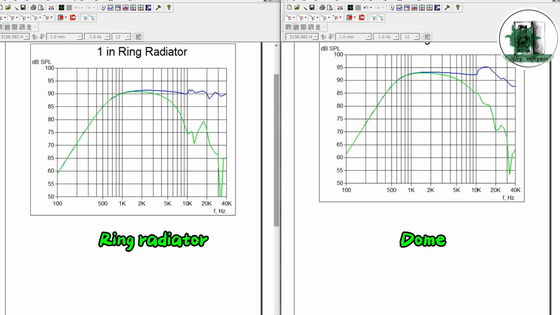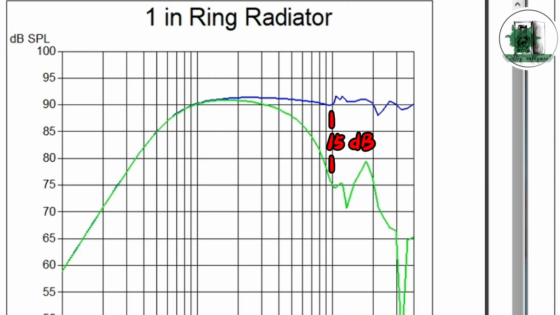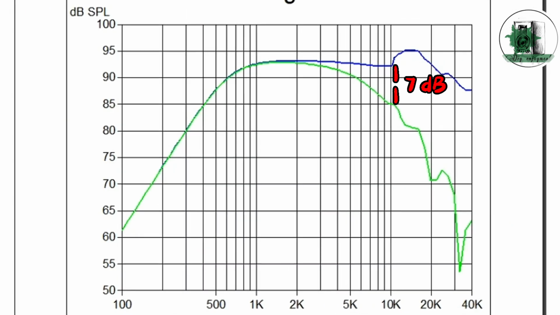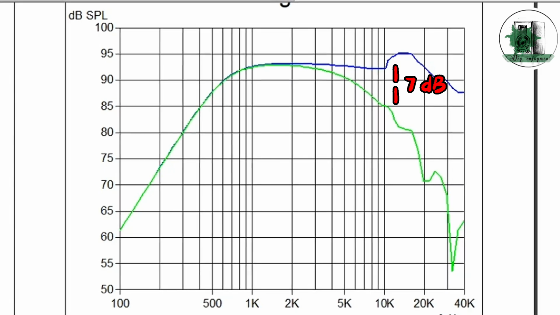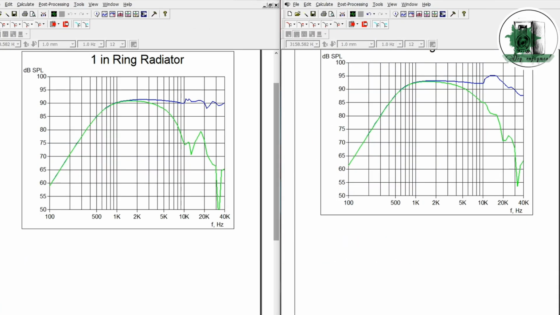The green curve represents the off-axis response at 90 degrees in the simulation. Pay attention to the difference. For the ring radiator, the sound pressure drops by about 15 dB at 90 degrees, whereas for the dome tweeter, it only drops by 7 dB. The ring radiator offers better directivity, especially above 10,000 Hz, along with a more extended frequency response.